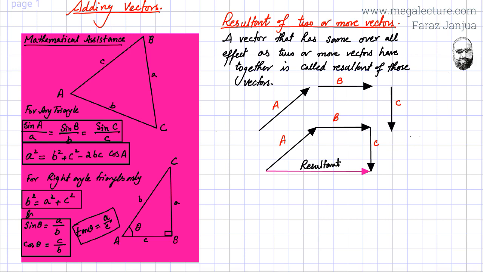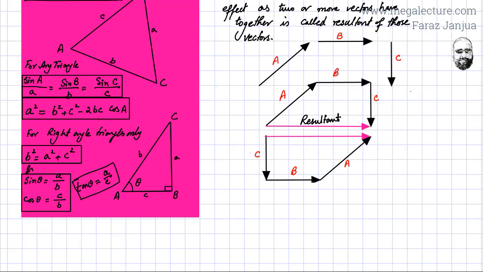Why? Because it can do the job that A, B and C did together. So that's why we call it resultant, because it can do the same thing alone. This is another thing worth mentioning. Does order make any difference? Instead of connecting A, B, C, I connected C, B, A.